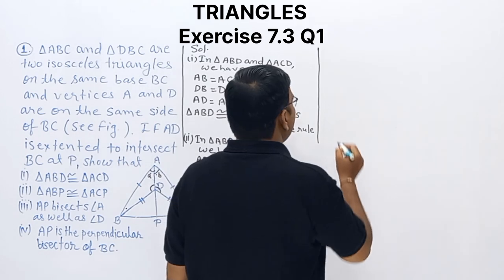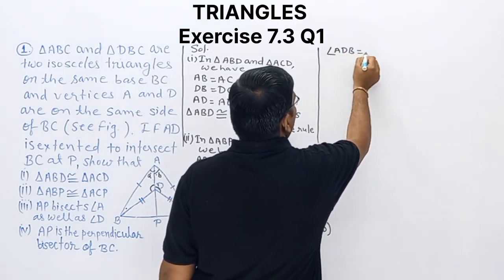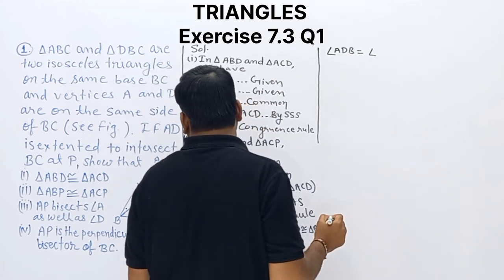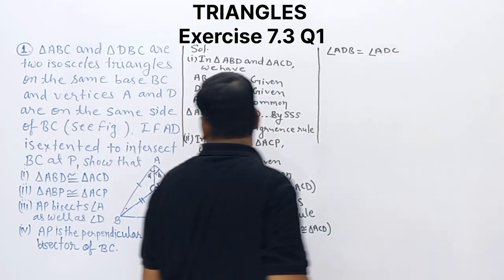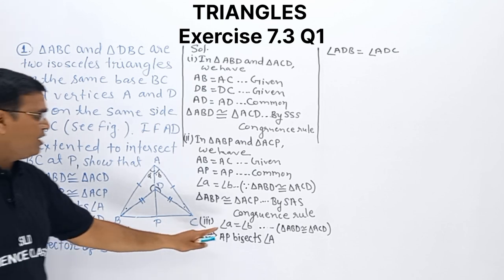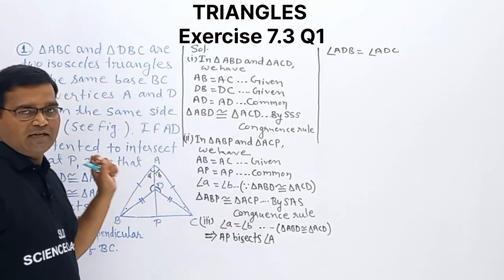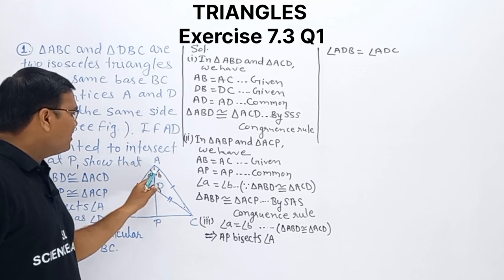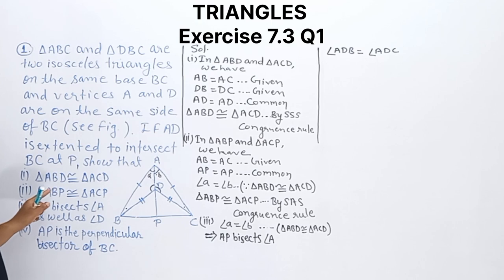So what can we say? Angle ADB equals angle ADC. What do we want to prove? We proved AP bisects angle A. Why? Because this angle equals this angle. Once we have equal angles, it means it is bisecting. Clear? So we proved that, but we want to prove AP is bisecting angle D.